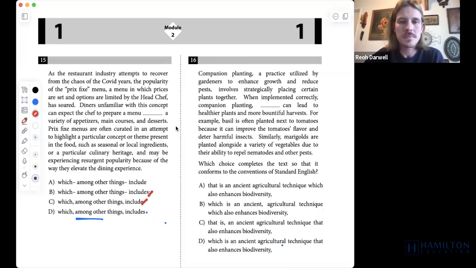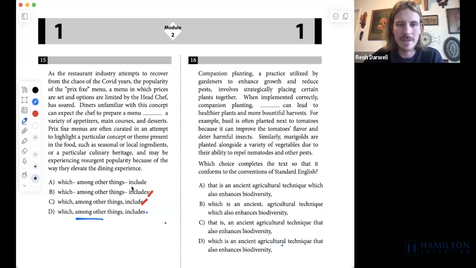Well, our list doesn't come after an independent clause, right? Diners unfamiliar with this concept can expect the chef to prepare a menu which includes cannot stand on its own, right? So we can only use a colon to begin a list if what's before the colon, excuse me, is an independent clause that's able to stand on its own. So that's why we can get rid of B and C.